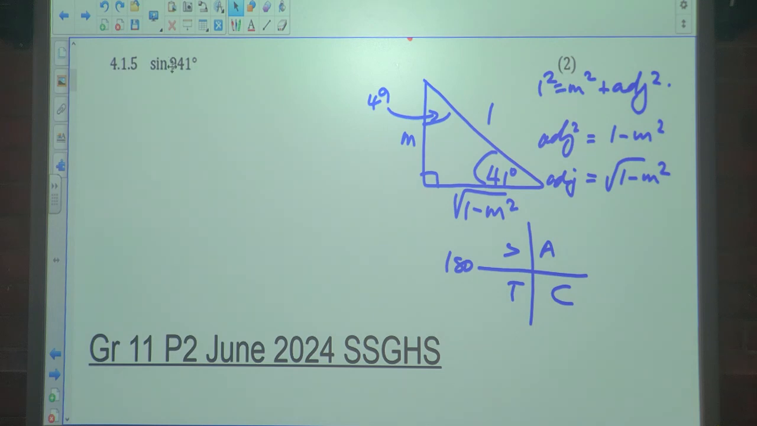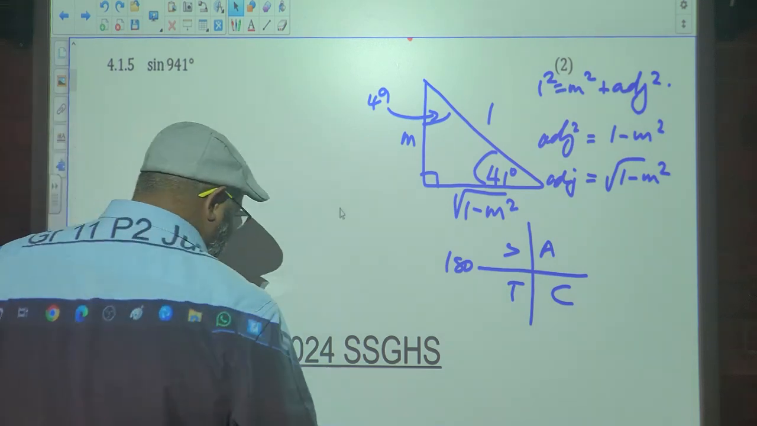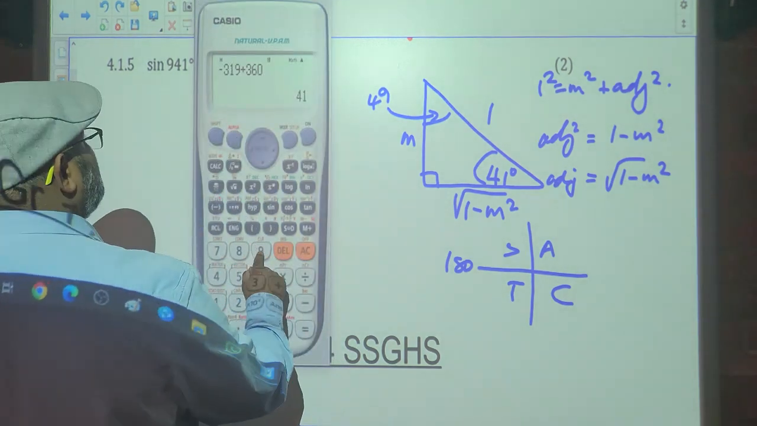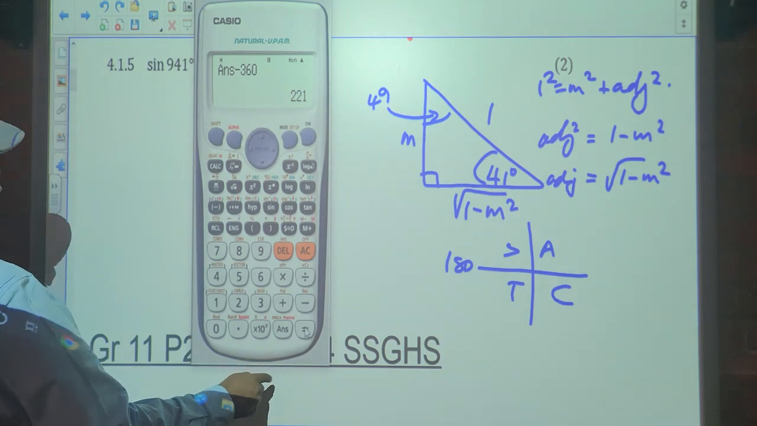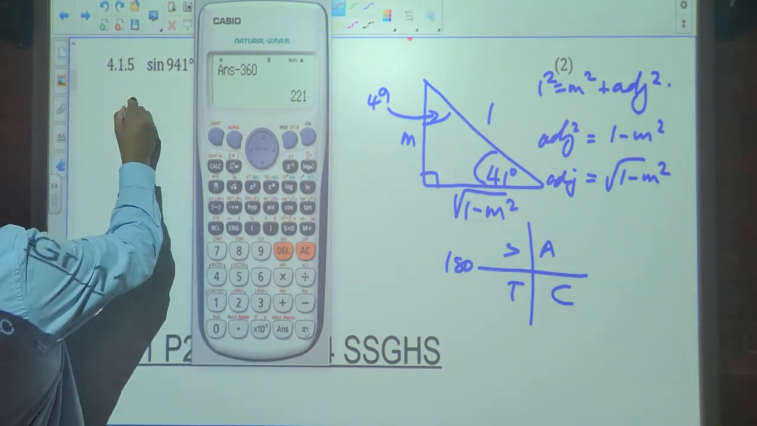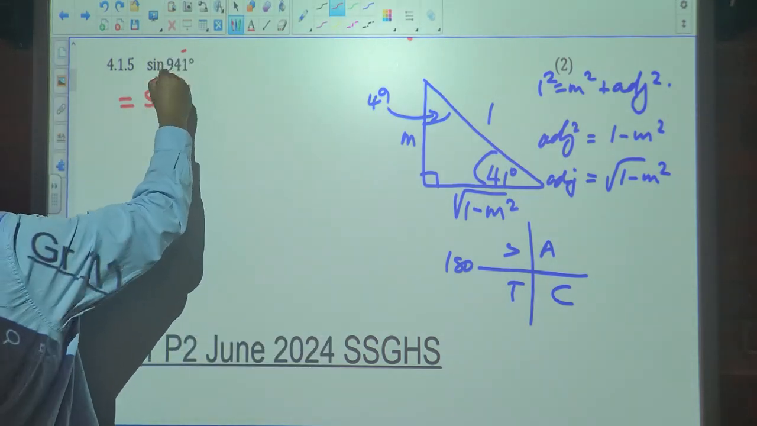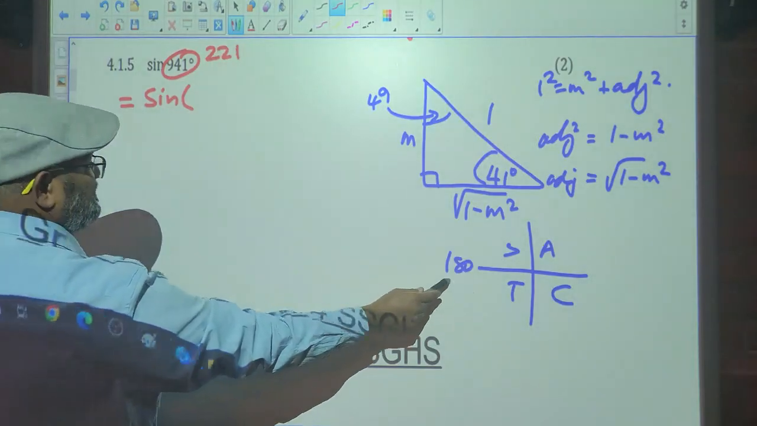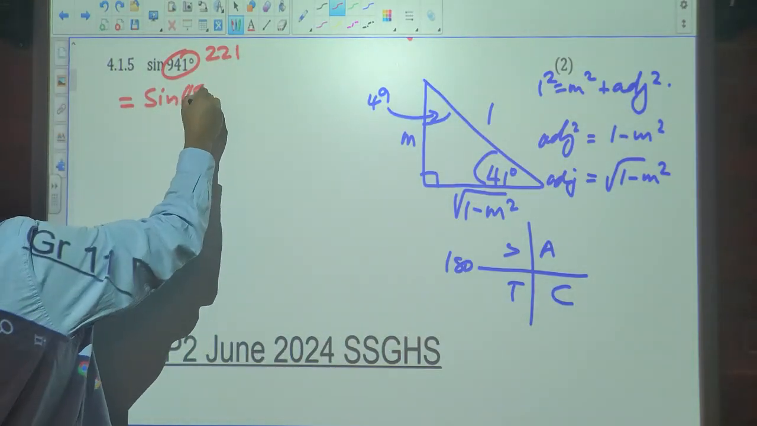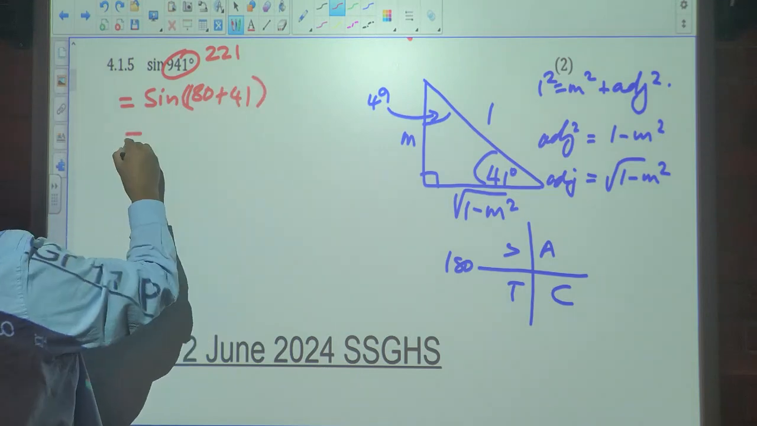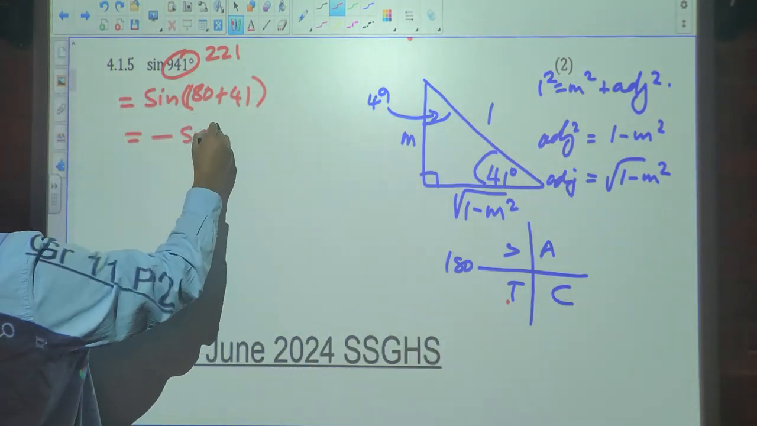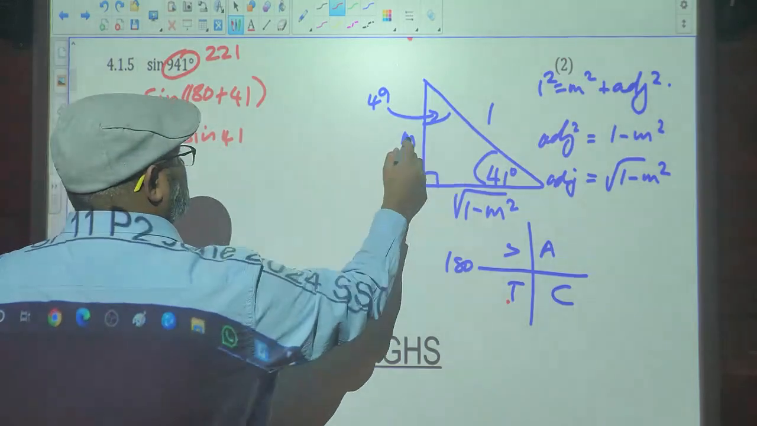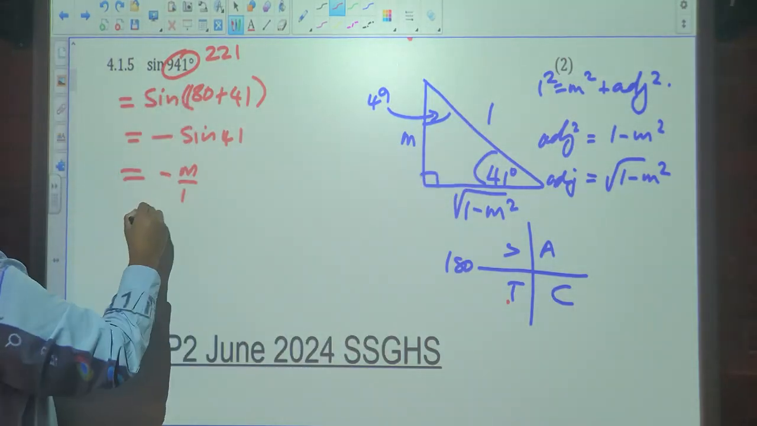Then they want you to calculate sine of 941. So what we say is 941 minus 360, minus 360, is 221. So that is the same as sine of 221. Now 221 is in quadrant 3, which is 180 plus 41. Is sine positive or negative in that quadrant? Negative sine 41. So sine is opposite over hypotenuse, so it's negative m over 1, which is negative m.